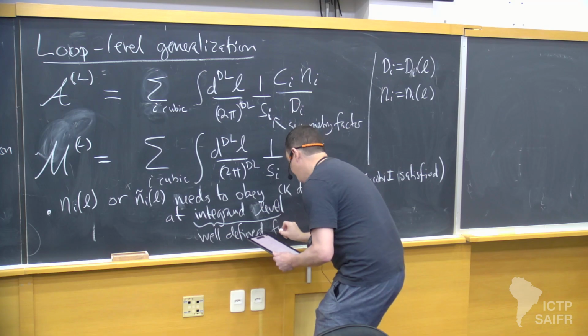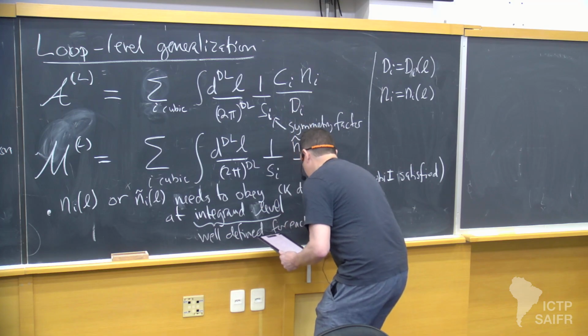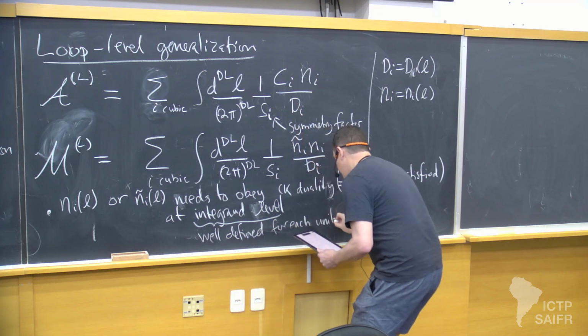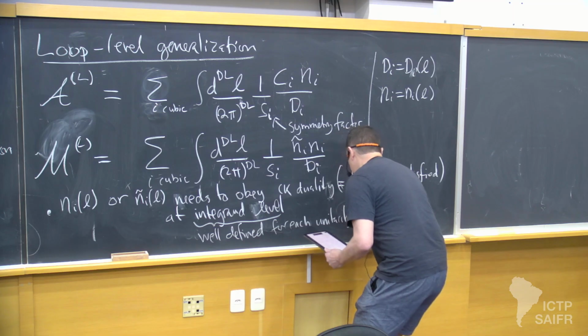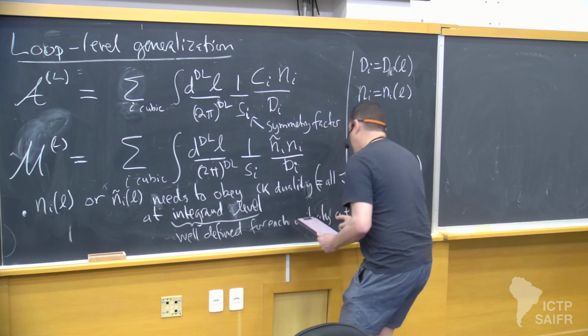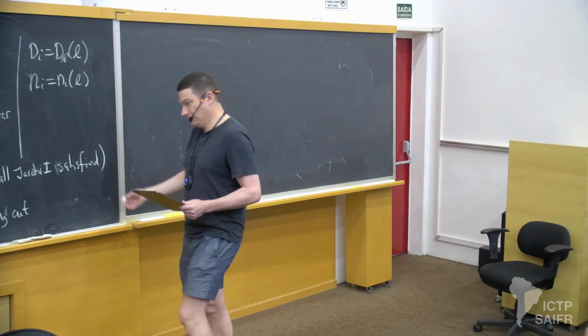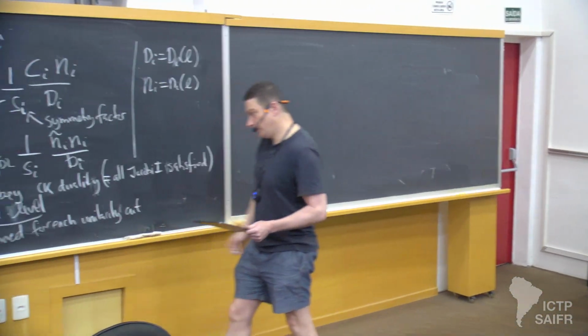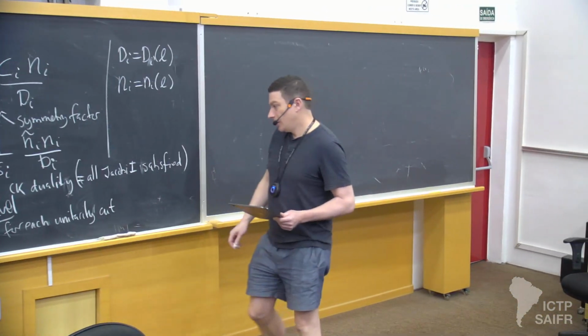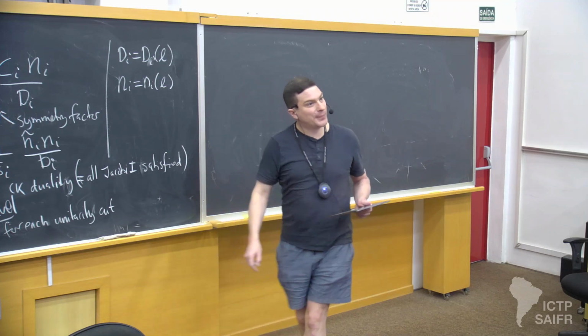For each unitarity cut, assuming that you cut each loop at least once, which is pretty much what everybody does when they do the unitarity method these days. Okay, so the question, yeah?